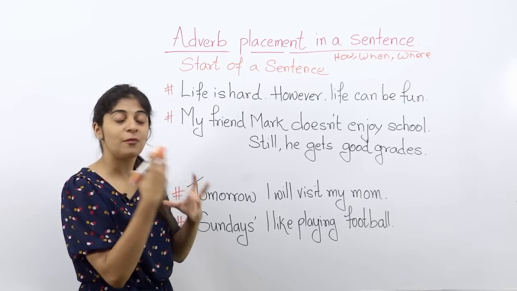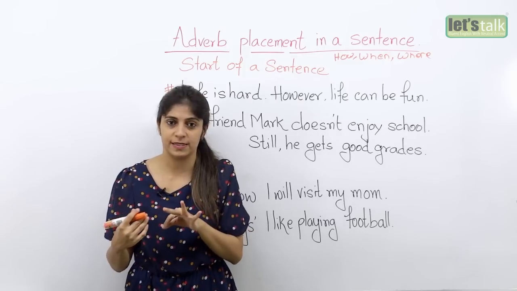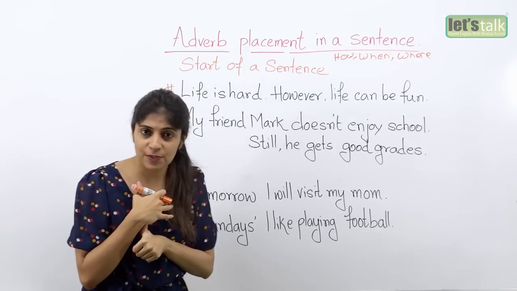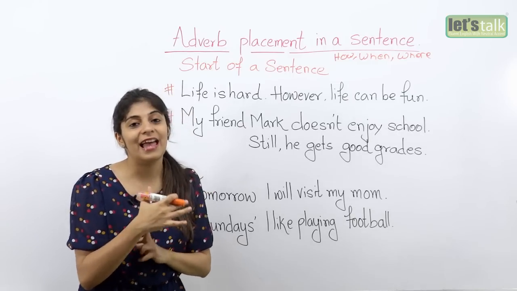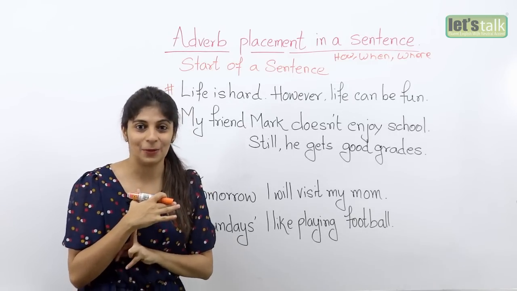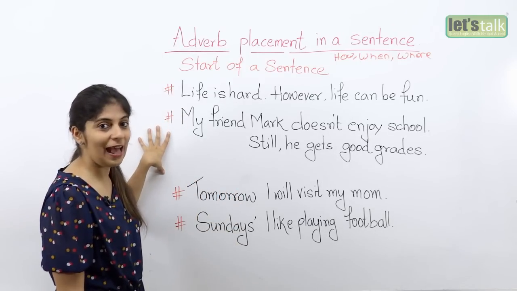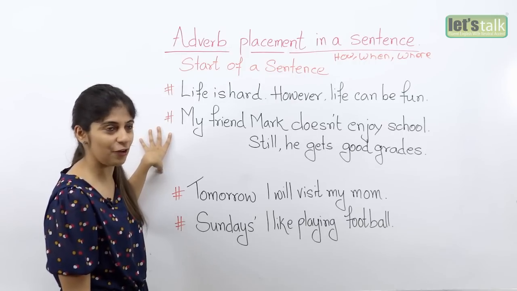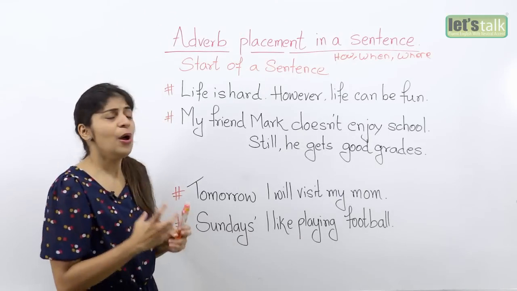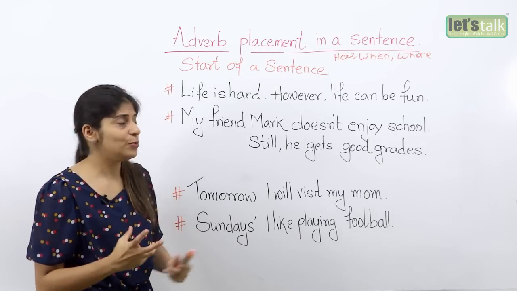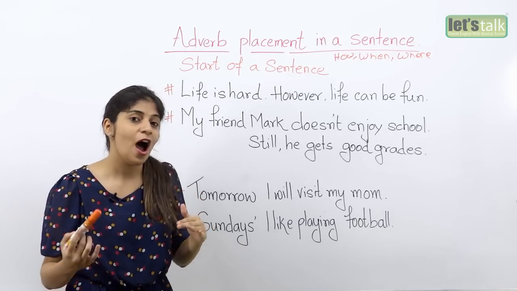There are ways where we place the adverb in a sentence. In fact, there are three positions. One is the initial position, then we have the mid or the middle position, and then we have the end. Okay, so that's in a sentence. So here first we are going to look at the initial position of the adverb, that it's at the start of a sentence.